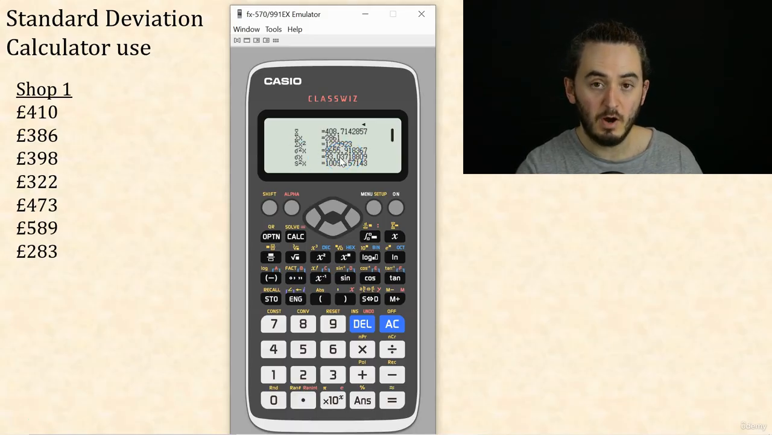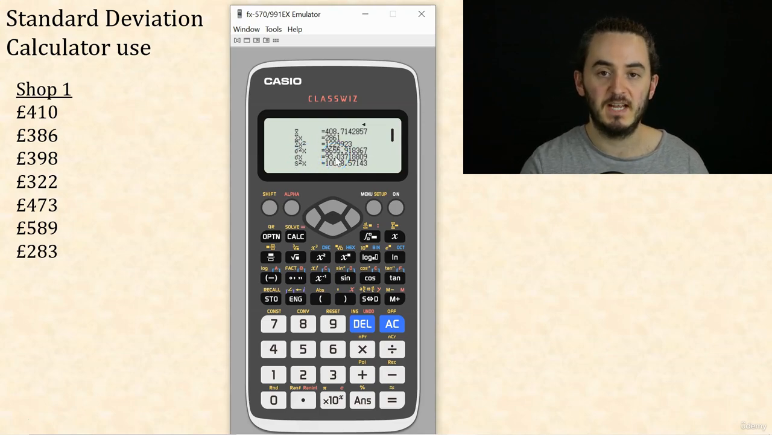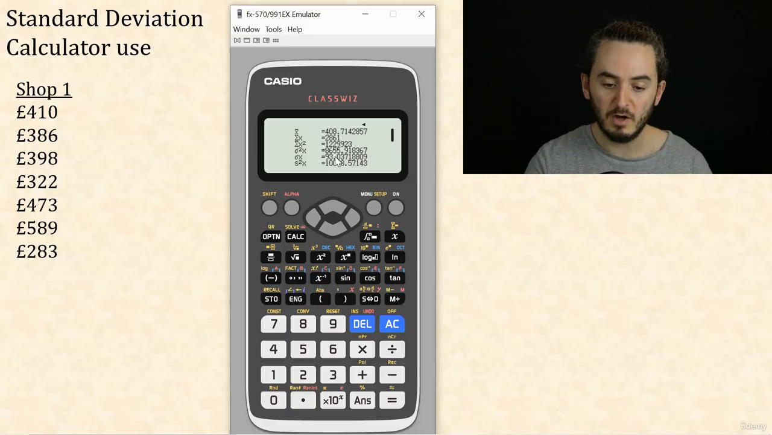Okay, what you can't do is just write down the answer. If it says calculate the standard deviation, you can't just write down the answer. You're not going to get marks for that. These are usually 2 or 3 mark questions, and they're going to expect you to show working. So what working do you need to show? Watch carefully and I will show you.